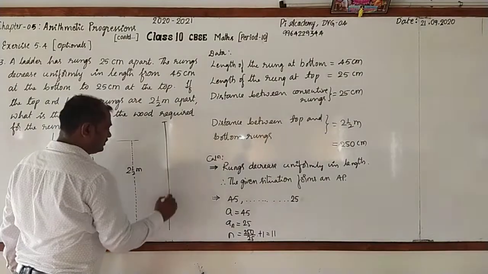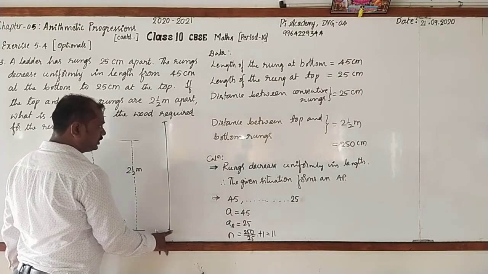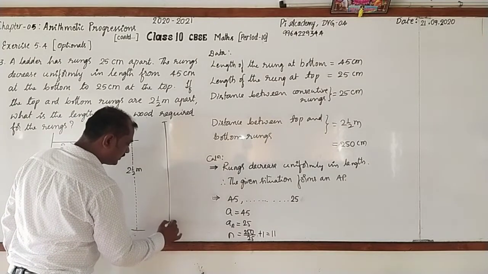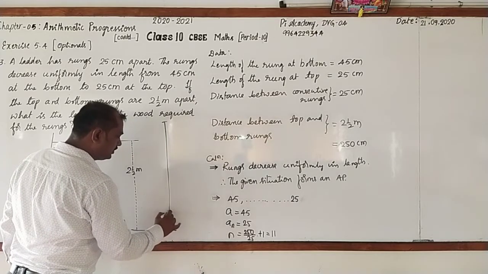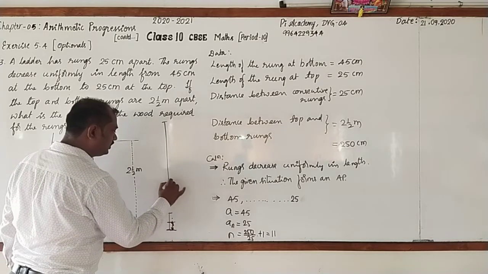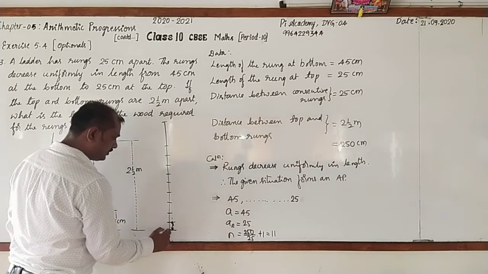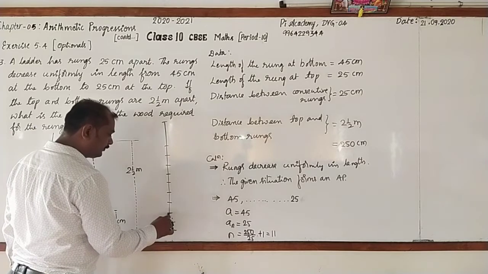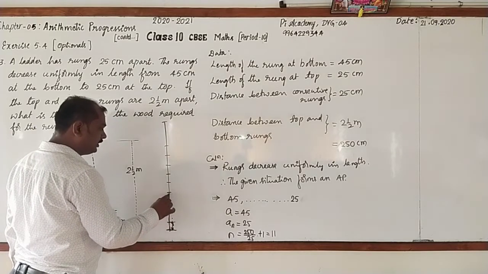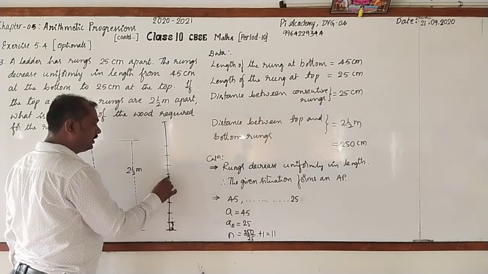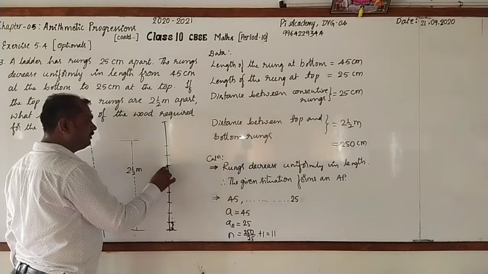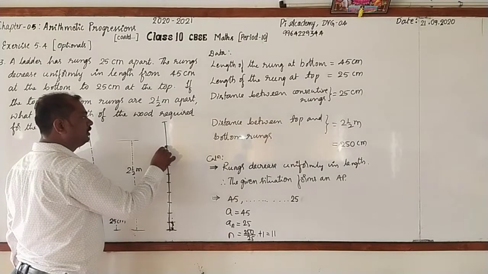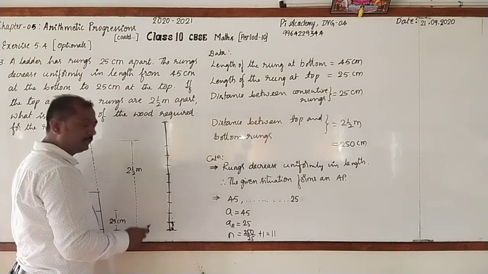Observe, this is the bottom rung and this is the top rung. Here is 1. What is the distance from here to here? 25. Next, 25, 25, 25, 25. Like this it continues. Now, let us go for taking total distance. 25, 50, 75, 100, 125, 150, 175, 200, 225, then 250.